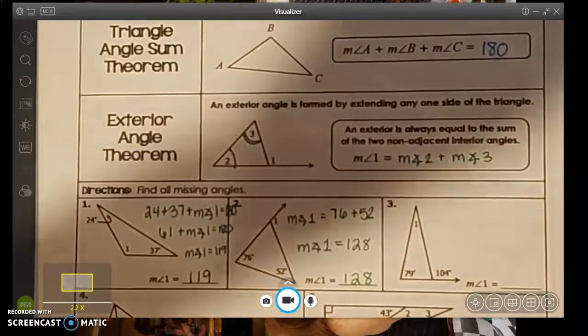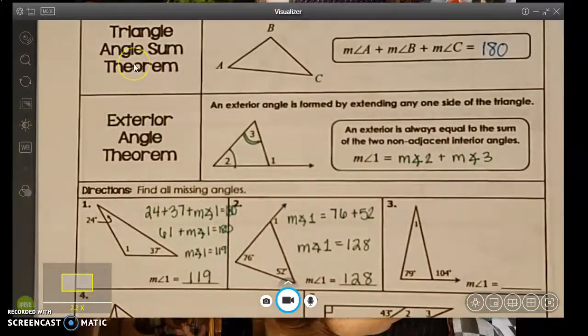All right, I'm just trying to autofocus it there. It looks a little blurry.